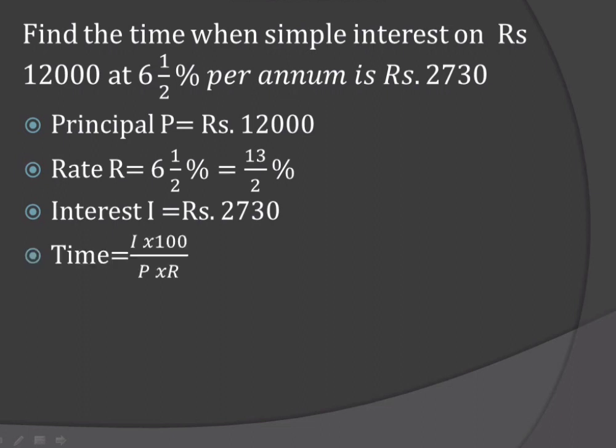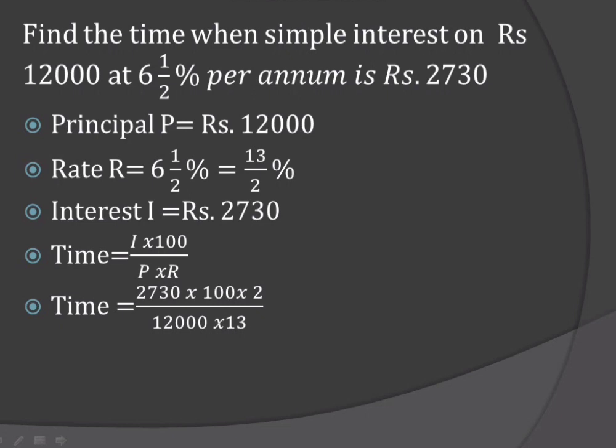So time we can take as interest into 100 upon principal into rate. So from here interest is your 2,730 into 100, and principal is 12,000, and rate is 13 by 2. So 13 is here and 2 we can write on the top. It is 13 by 2.